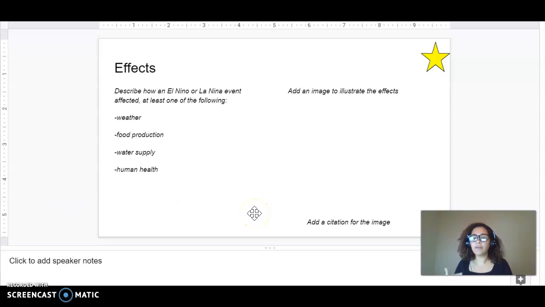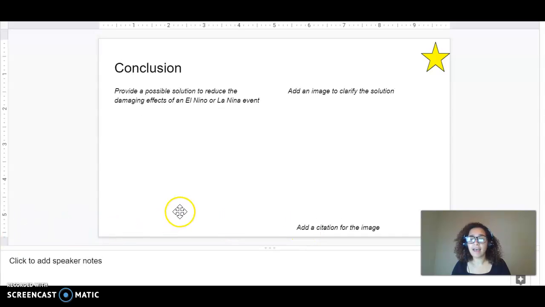And finally, we're going to look at those effects. We're going to describe how an El Niño or La Niña event affected at least one. At least one. You can always do more, but I need one in order to give you guys full points. You're either going to look at weather, food production, water supply, or human health. You do not need to go outside of this presentation to do that. You're going to go back to the slide that was talking about the aftermath, and you're going to be able to see the information and the answer there. Just like all the other slides, please make sure that you add an image and you're also adding a citation.